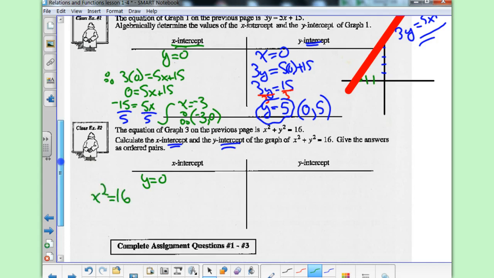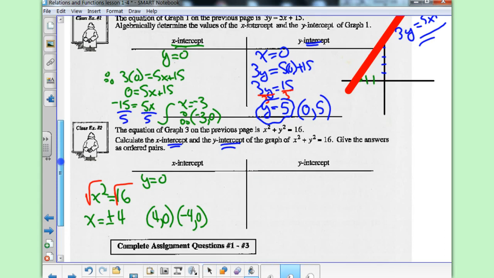You guys know from our radicals unit that if you take the square root of something, you're supposed to remember that I need to take the positive or negative square root of 16, which is plus or minus 4. So I have 2 x-intercepts. One of them is 4, 0, and one of them is minus 4, 0. There are 2. But I also have a y-intercept. And if I'm going to find a y-intercept, I make y equal to 0.